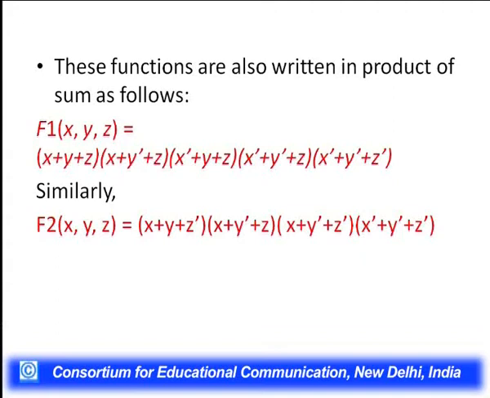Similarly, we can find the function f2 in product of sum as f2(x, y, z) equal to (x plus y plus z dash) into (x plus y dash plus z) into (x plus y dash plus z dash) into (x dash plus y dash plus z dash).